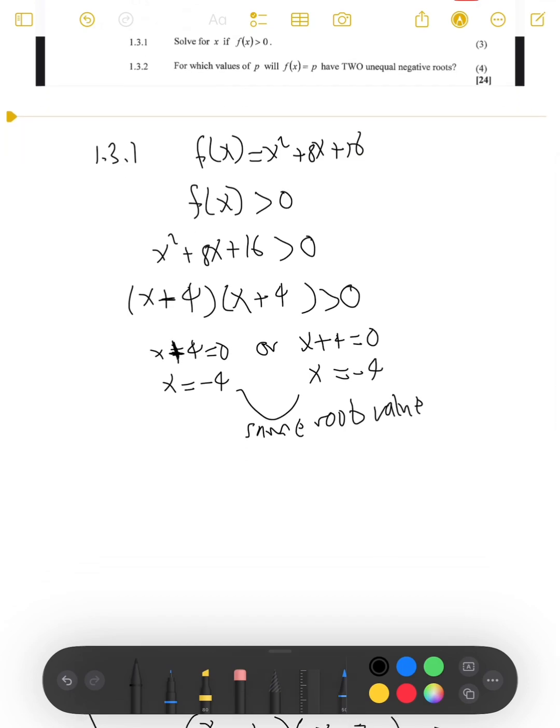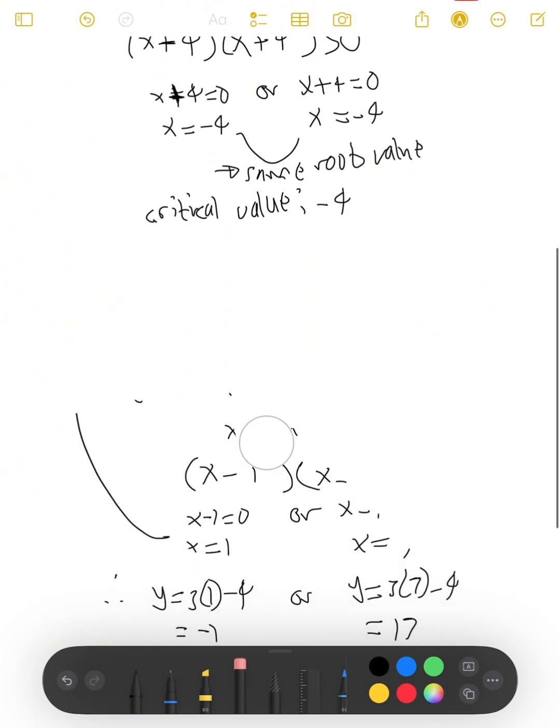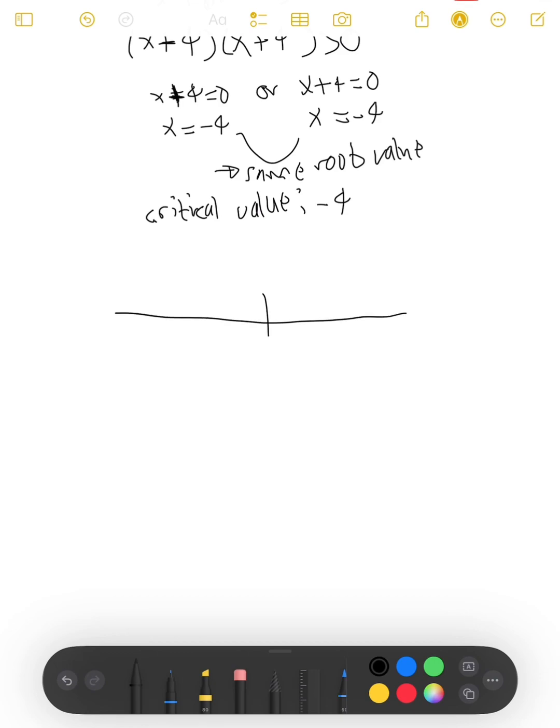Anyways, moving forward, this is just a side note. So here we therefore have our critical value, I'll just call it a critical value since it's just one. But usually we have two critical values that are different. Our critical value is negative 4, or you can alternatively say our critical values are negative 4 and negative 4, whichever way you want to look at it. Okay, so here in a number line we're going to have our negative 4 here.